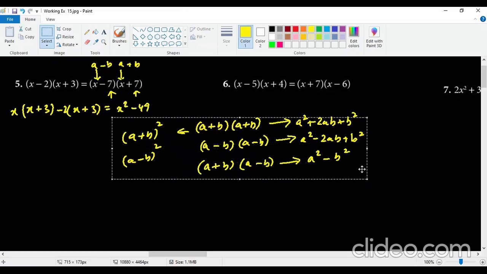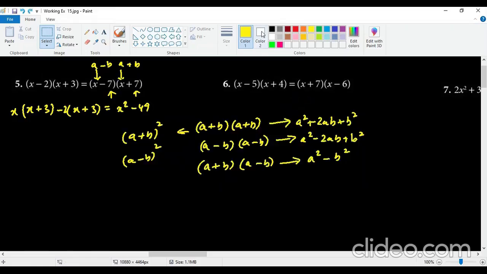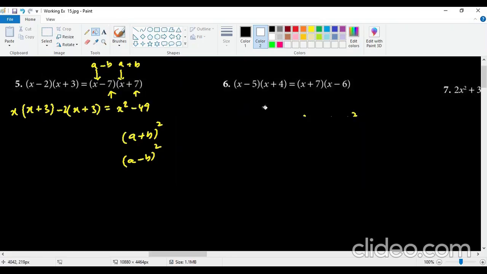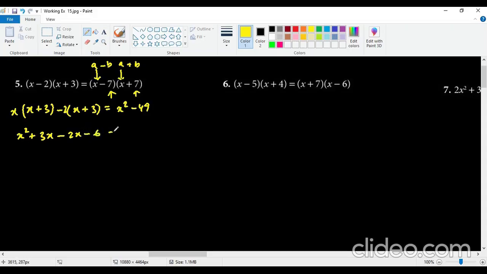I will remove this from here. I will remove this once again, and I will remove this also. Okay, so straight away I'm writing x square minus 49. So the continuation of this is going to give us x square plus 3x minus 2x, and plus minus is a minus 6, equals x square minus 49.